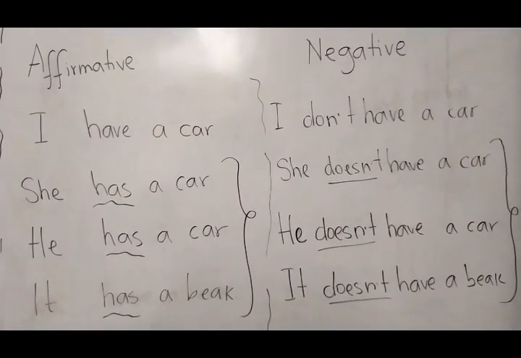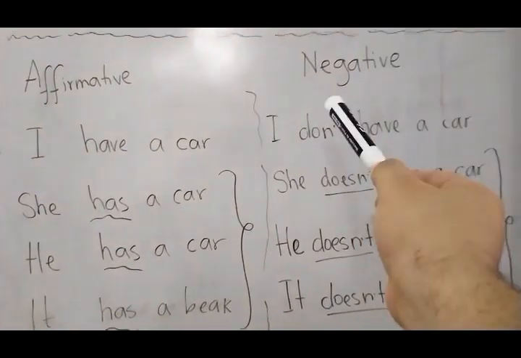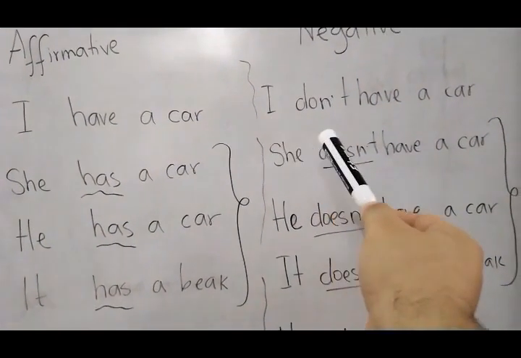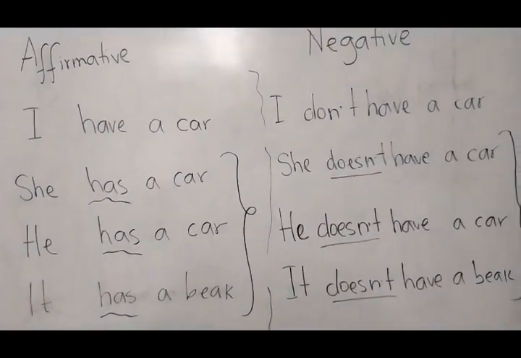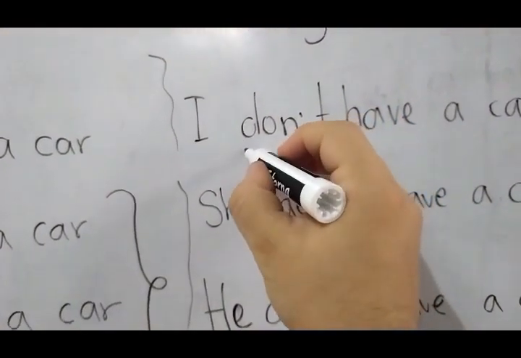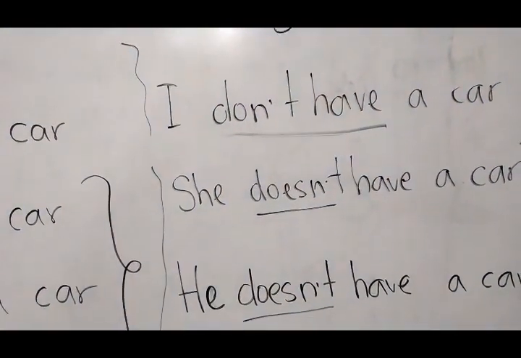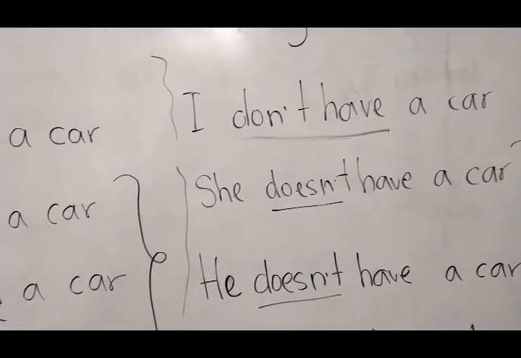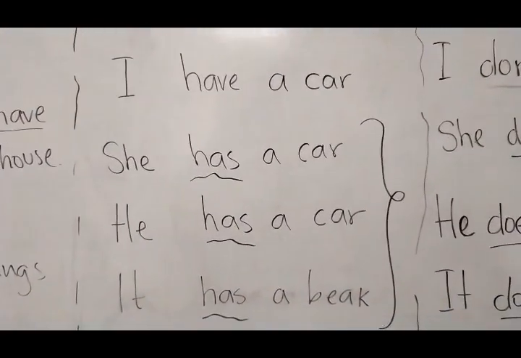How can I say that? Yo no tengo un carro. Okay, we can use the negative form. I don't have a car. So in this case, I am saying yo no tengo un carro. I don't have a car. Let's move to the other ones.